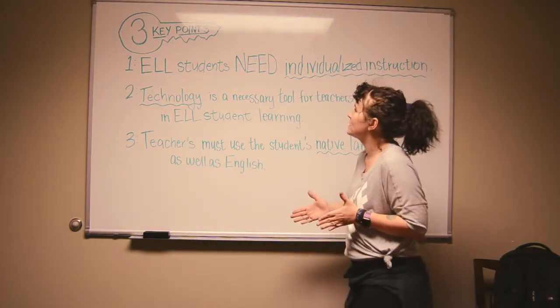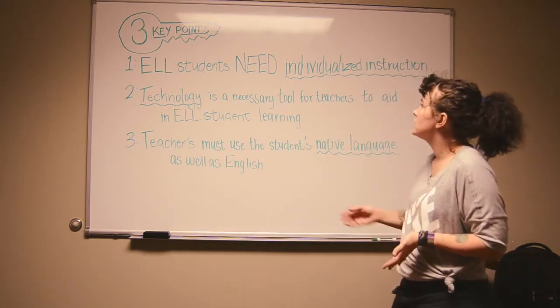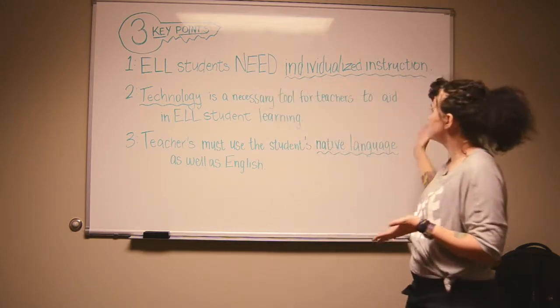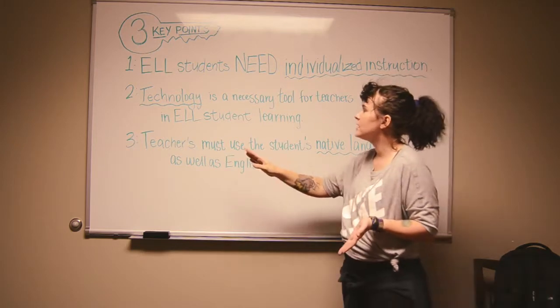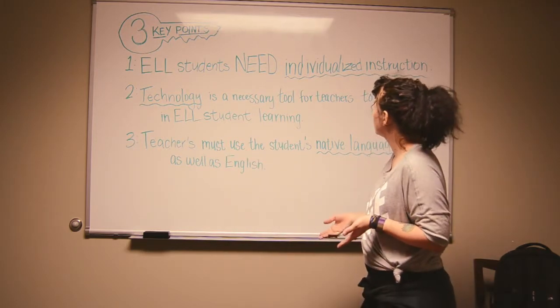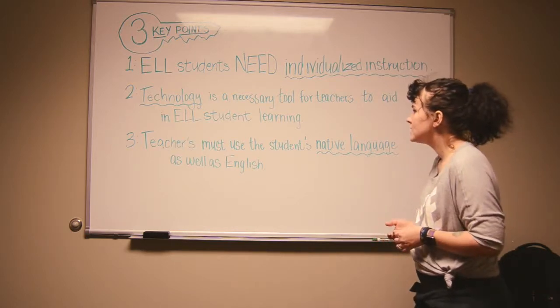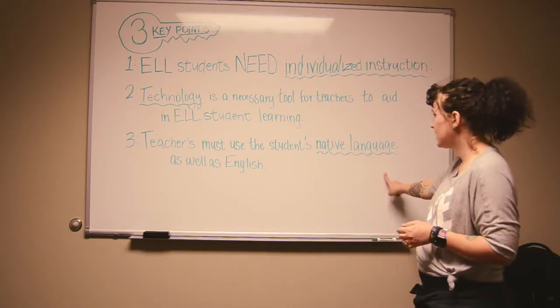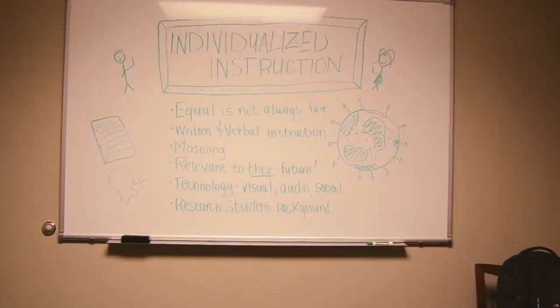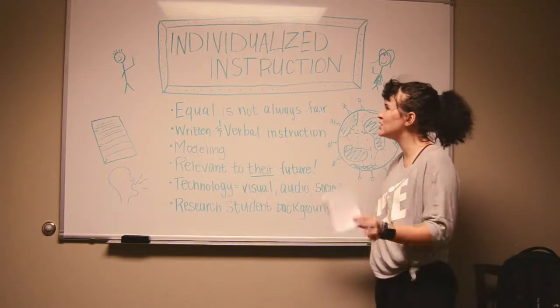And I watched Assessing English Language Learners, which was 6 minutes and 54 seconds long. So my 3 key points are, number 1, ELL students need individualized instruction. Number 2, technology is a necessary tool for teachers to aid in ELL student learning. And 3, teachers must use the student's native language as well as English. Alright, so first let's look at individualized instruction.